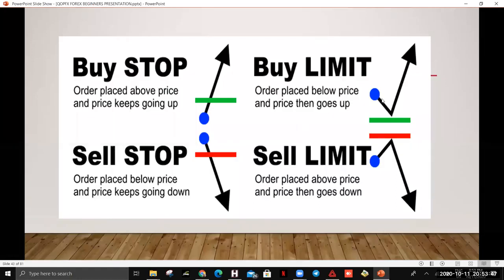Buy limit is, this is the current market price here. This is you. You're expecting price to do what? Come down here, activate you, and go up. The same thing with sell limit. This is you here. You're expecting price to come back up, activate you, and do what? Come down. That's just the difference between the buy stop order and the limit order. It's just as simple as that.